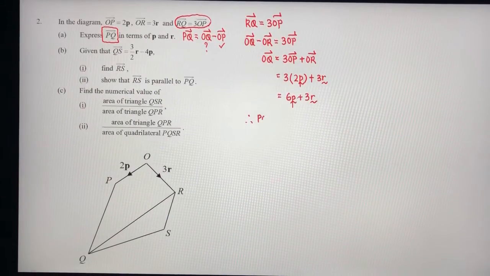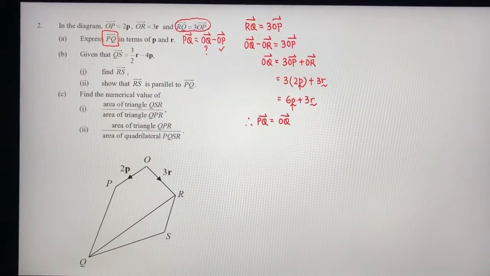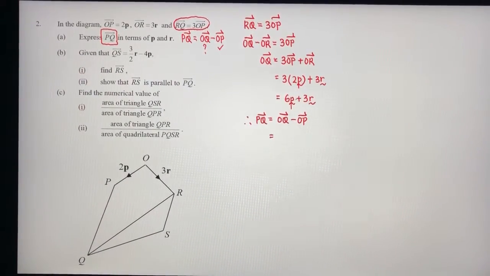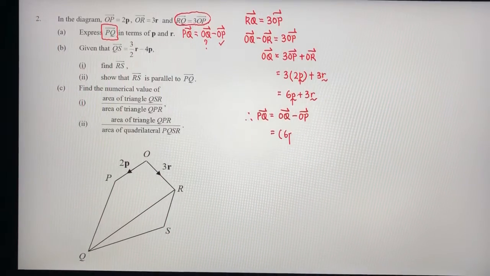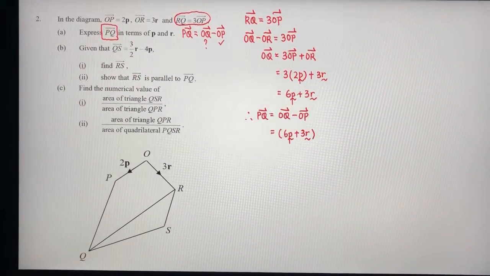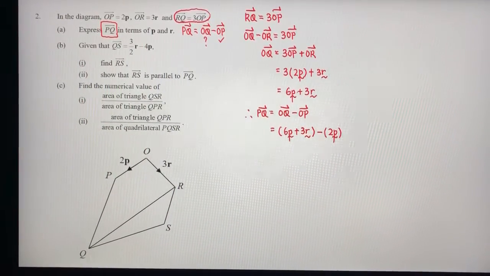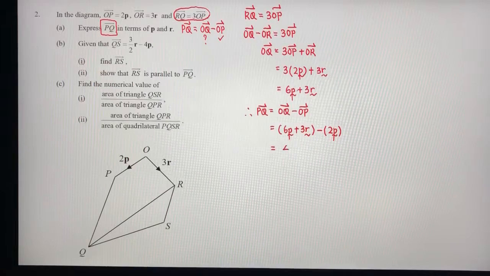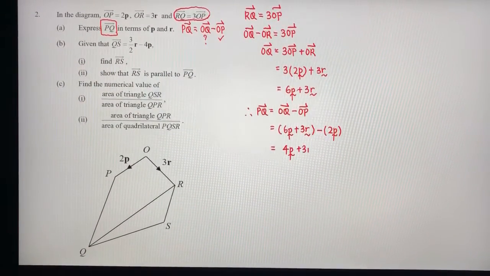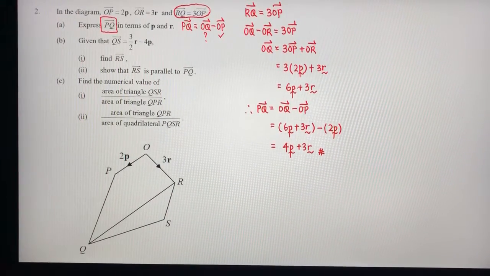With that, we are now able to find the vector PQ by expressing PQ as OQ minus OP. Substitute the OQ that you have just found, 6P plus 3R, minus OP, which is 2P given by the question. And that gives us the result of vector PQ equals 4P plus 3R. And that ends part A.